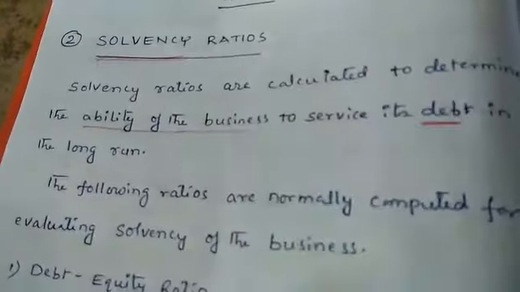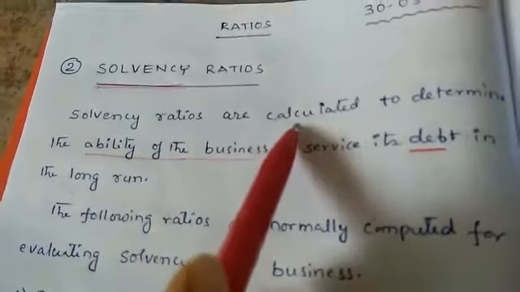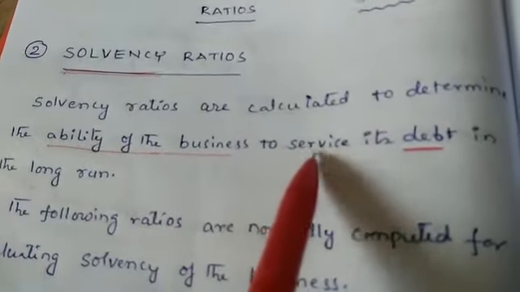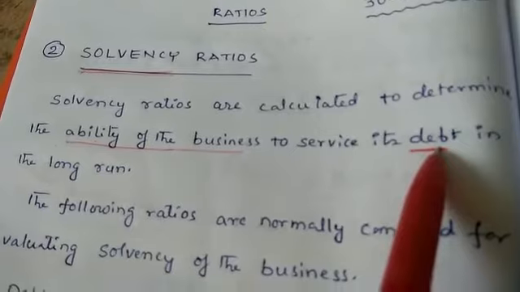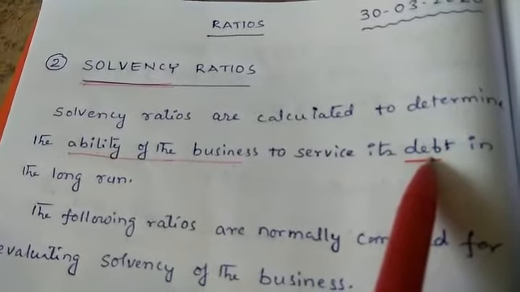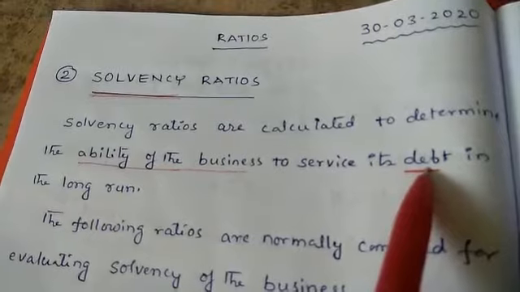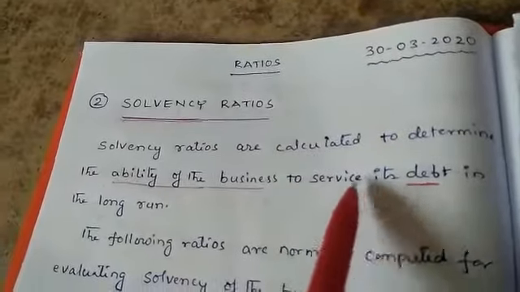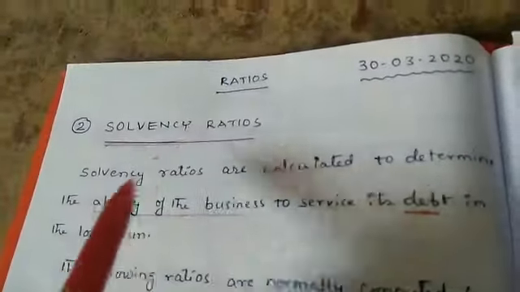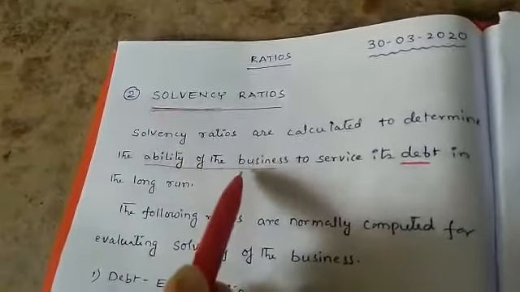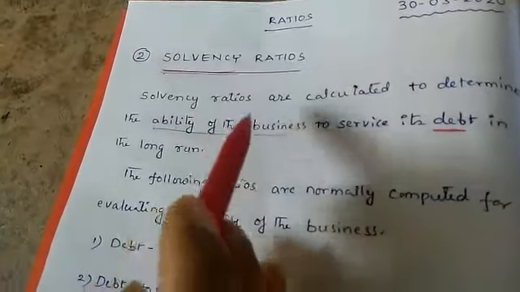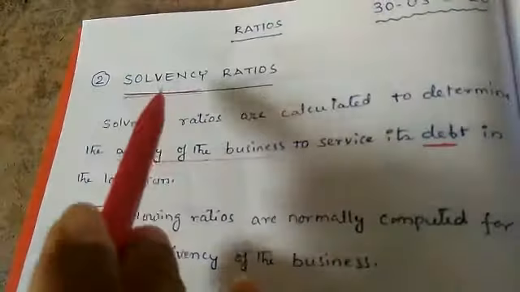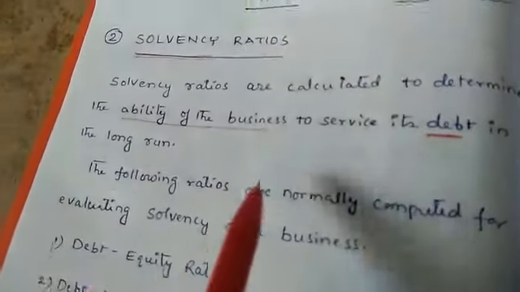That is why they say solvency ratios are calculated to determine the ability of the business to service its debts. Here our debt is 10 lakhs, and on that we have to pay 10% interest. So 10 lakhs plus 10% interest we have to pay. This ratio indicates the ability of the business. Further, there are different ratios, which we will discuss next.